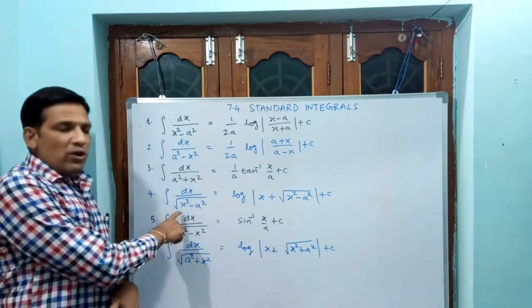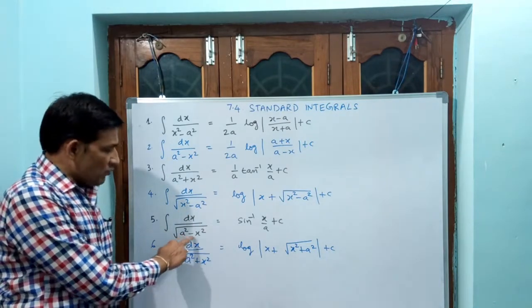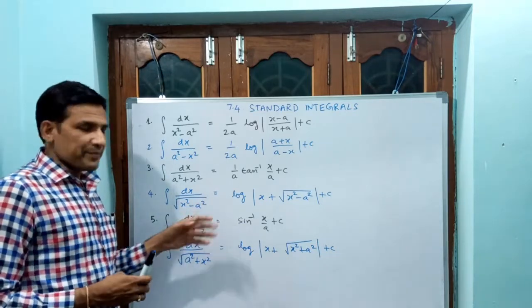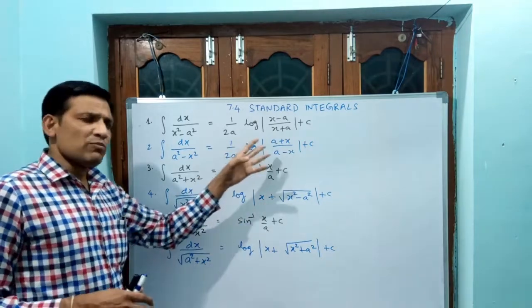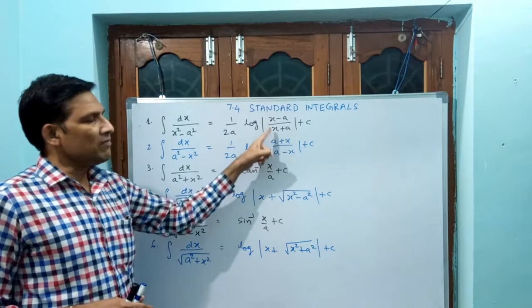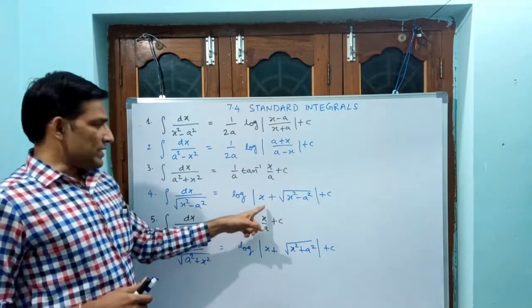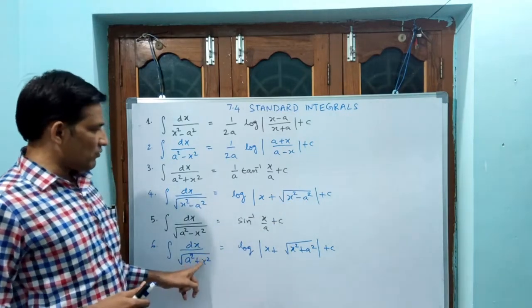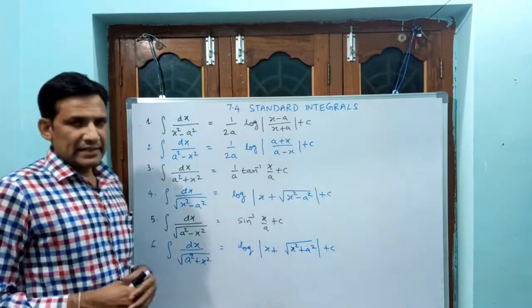See, square root of x square minus a square or square root of a square plus x square. Why? Because a square minus x square means sin inverse has come, so you cannot do that for the remaining. It is log of modulus. Why modulus? Because you should not give negative numbers; the argument must be greater than 0. That is why we always keep the modulus. Modulus of x plus root of x square minus a square, or if it is a square plus x square, x plus root of a square plus x square. Like this you have to analyze.